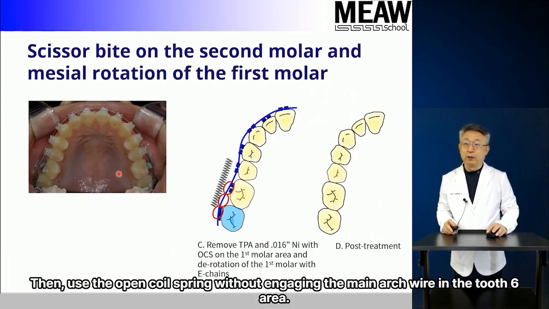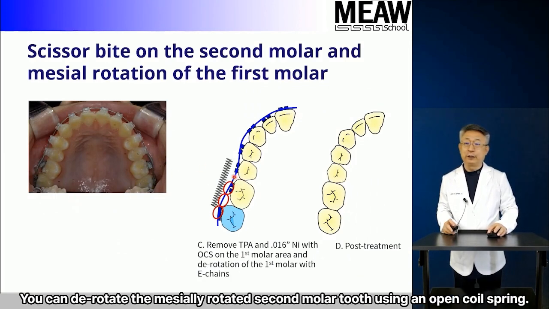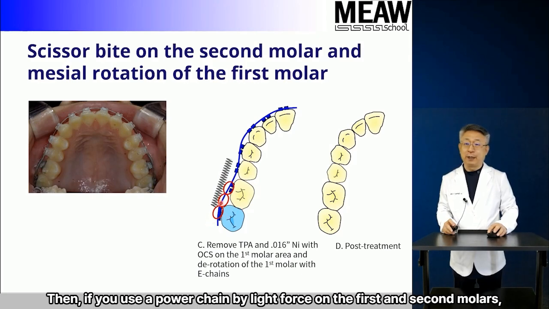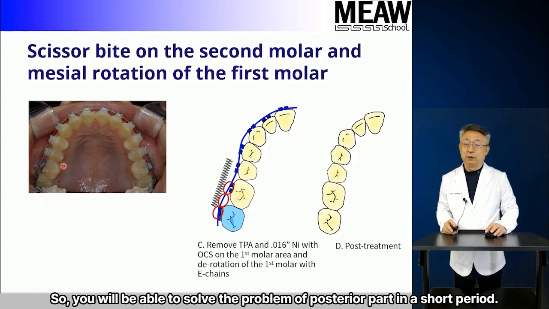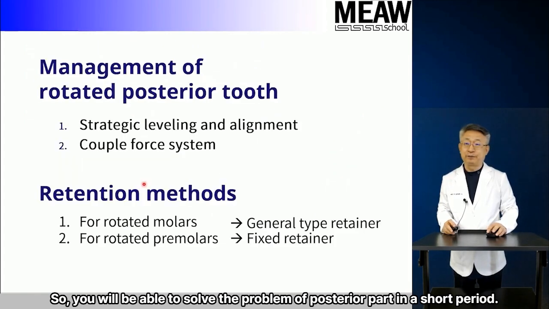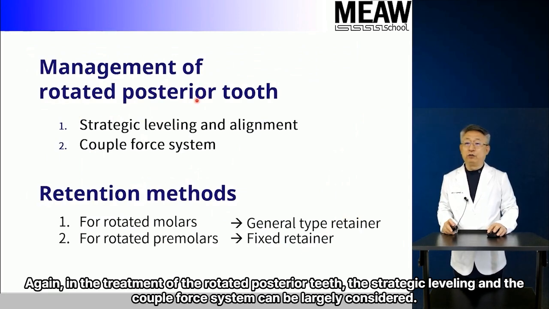Then, use the open coil spring without engaging the main arch wire in the tooth 6 area. You can derotate the mesially rotated second molar using an open coil spring. Then, if you use a power chain by light force on the first and second molars, you can easily derotate the mesially rotated first molar. So, you will be able to solve the problem of the posterior part in a short period. Again, in the treatment of the rotated posterior teeth, the strategic leveling and the couple force system can be largely considered.